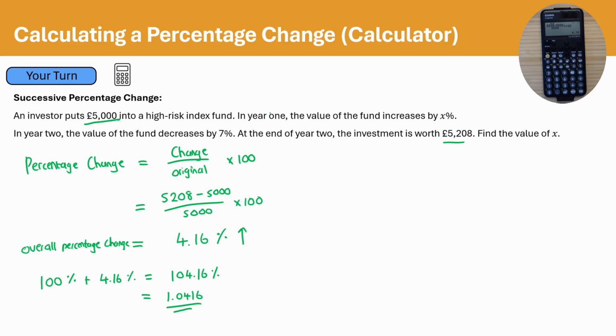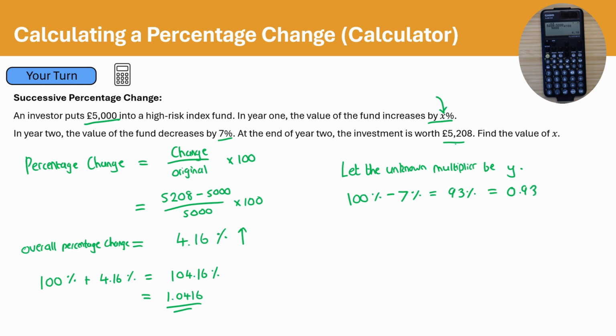And I know that this overall multiplier is going to be equal to the two individual multipliers multiplied together. In year one, the value of the fund increases by X%. So we don't know what this X% is. Let's let the multiplier for this be equal to Y. Let the unknown multiplier be Y. And the reason I called it Y and not X is because the value that it increases by is not identical to the multiplier. So we want to work out the multiplier first and then figure out the percentage. In year two, the value of the fund decreases by 7%. So that would be equivalent to this. So starting with 100%, we've lost 7%, giving us 93%, which is equal to a 0.93 multiplier.